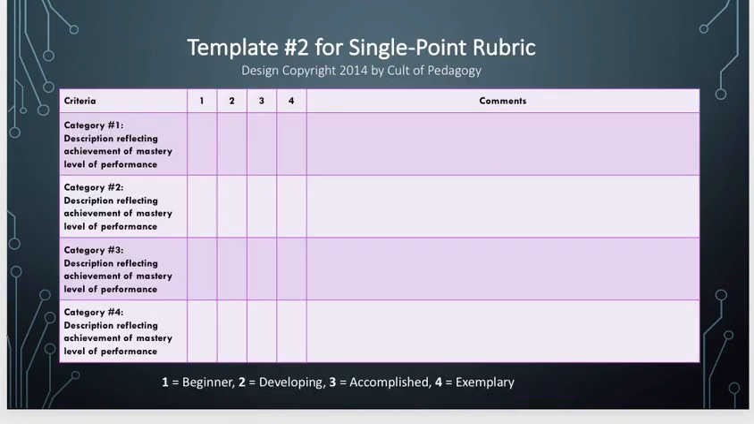Here's one that combines elements of the holistic rubric with the analytic rubric. And I particularly like this one, and I found that for me, it translated very well into my Blackboard course. And I'll show you that example later on in the presentation. Here you have your criteria listed. You have a beginning level, developing level, accomplished, and exemplary, or I call it target level, and an area to write comments.